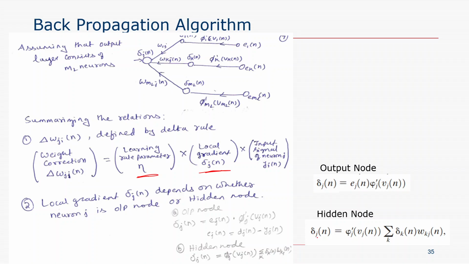Now if delta j is for the hidden node, this is our expression. That is, the local gradient delta j depends on whether the node is the output node or the hidden node. That is when we have to do the updation of the correction. Now to compute the delta j of n, we have to consider two cases, whether the node is the output node or the hidden node actually, and depending on that, we are going to do the calculation.